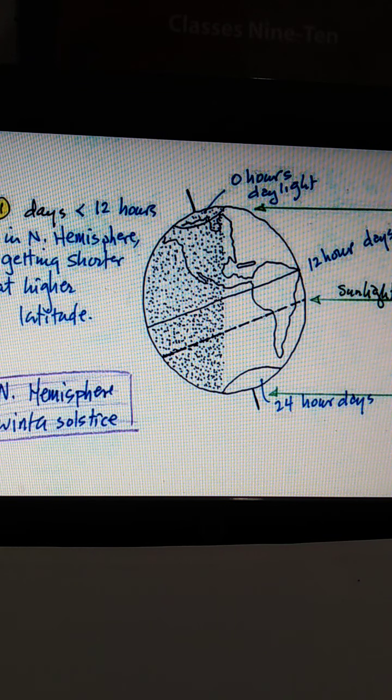Dear student, have a look at the figure. On 22nd December, the South Pole comes nearer to the sun and the North Pole goes farthest from the sun. As a result, the sunlight falls through the Tropic of Capricorn, that is 23.5 degrees south. That's why day becomes longest in the countries of the Southern Hemisphere and the opposite condition prevails in the Northern Hemisphere.